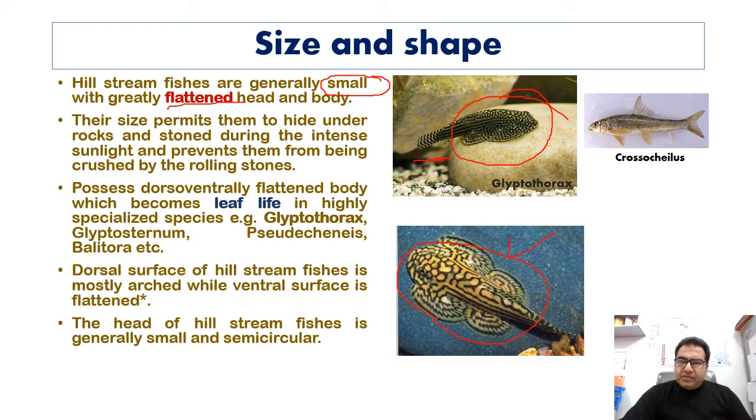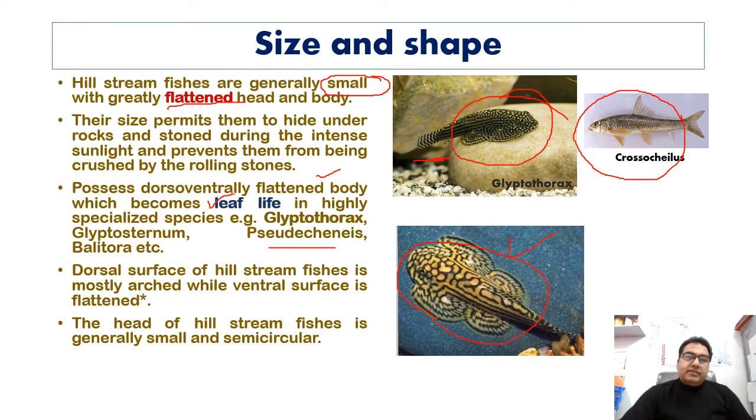Some of the fishes such as Crossocheilus are still streamlined because they live in zones which do not have such torrential or swift water. The others possess the dorsoventrally flattened body. Their body becomes leaf-like, and they are specialized species, such as Glyptothorax, Glyptosternum, and Pseudecheneis. These very fishes are dorsoventrally flattened.